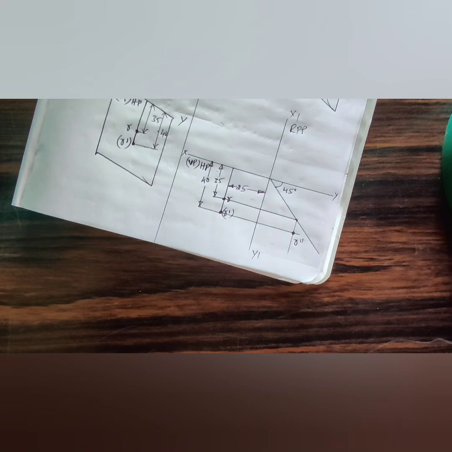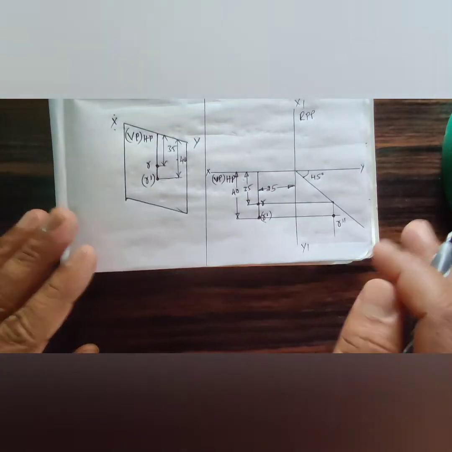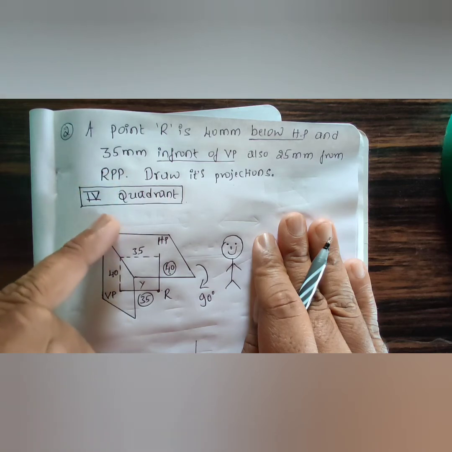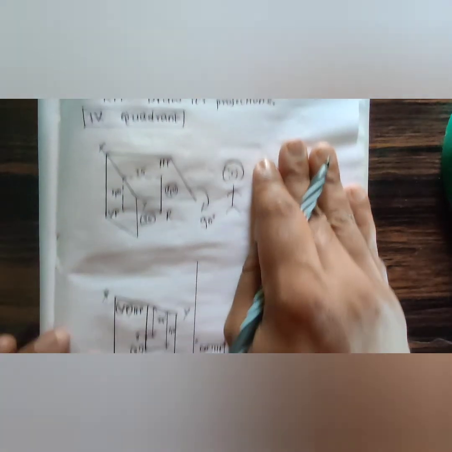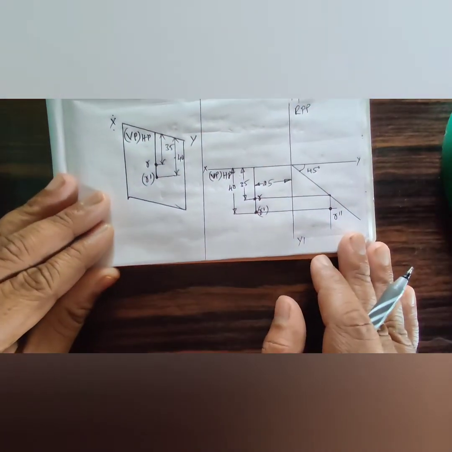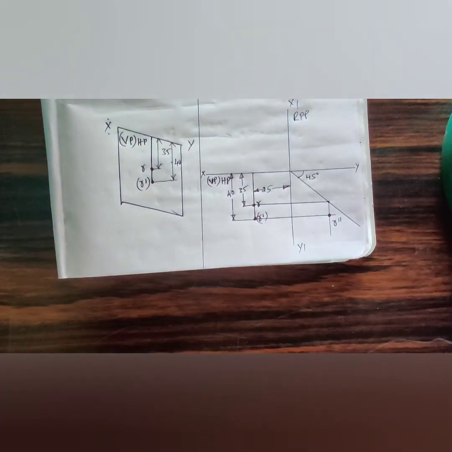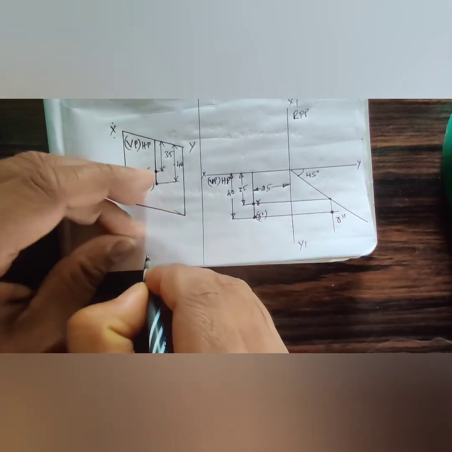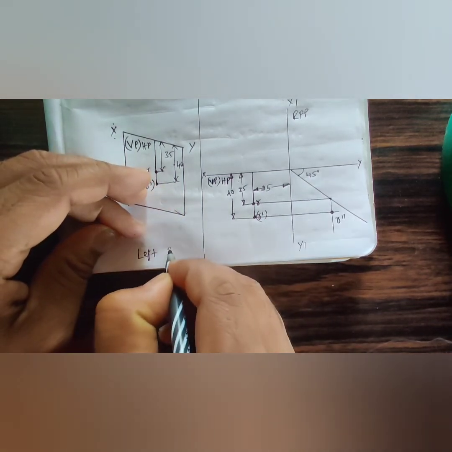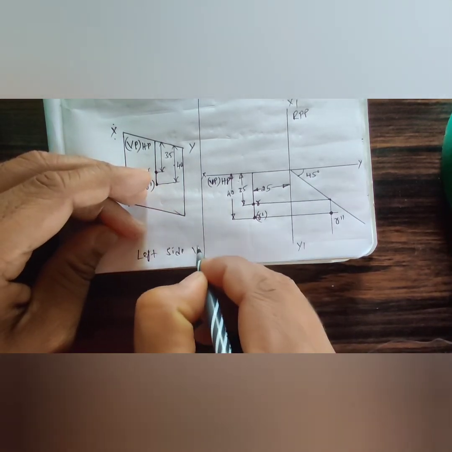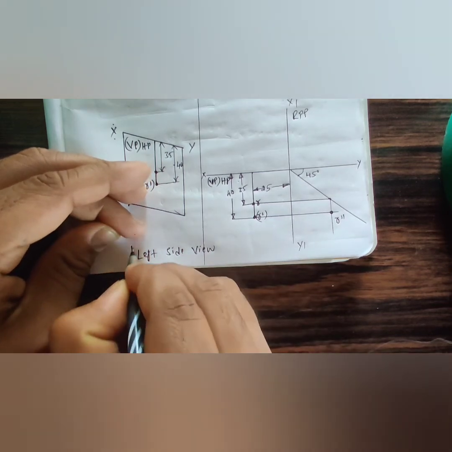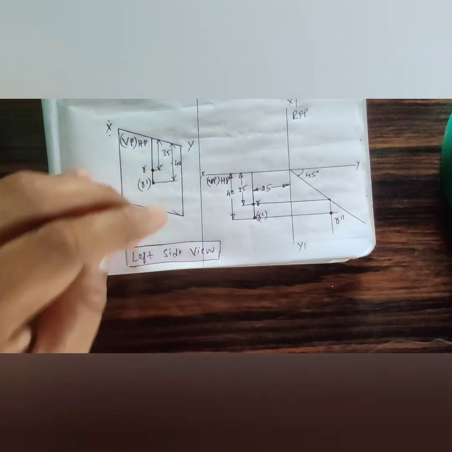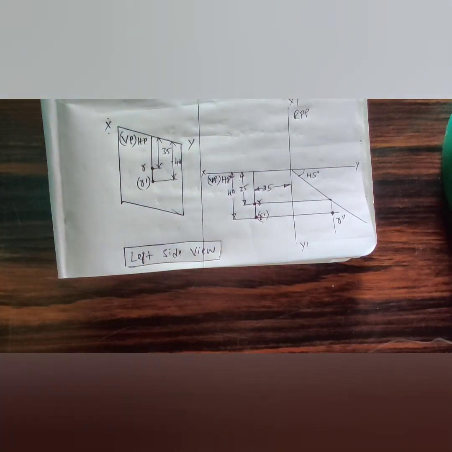Okay, so in this problem he is talking about RPP, and it is in the fourth quadrant. So what happens in the first and fourth quadrant? In the first and fourth quadrant, the left side view will be projected on RPP. So the type of view is the left side view. Okay, so this is the type of view. So this completes the solution. Okay, thank you.